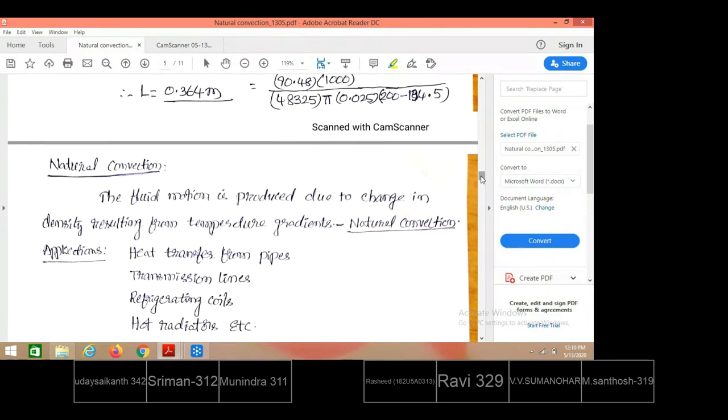So how is it possible naturally? At two different locations of the contact surface having two different temperatures, suppose air is in contact with a hot surface on one side. When there is a temperature difference from this level to this level, and from this level to this level, the air molecules very close to the plate undergo a change of temperature, and then they start moving naturally.